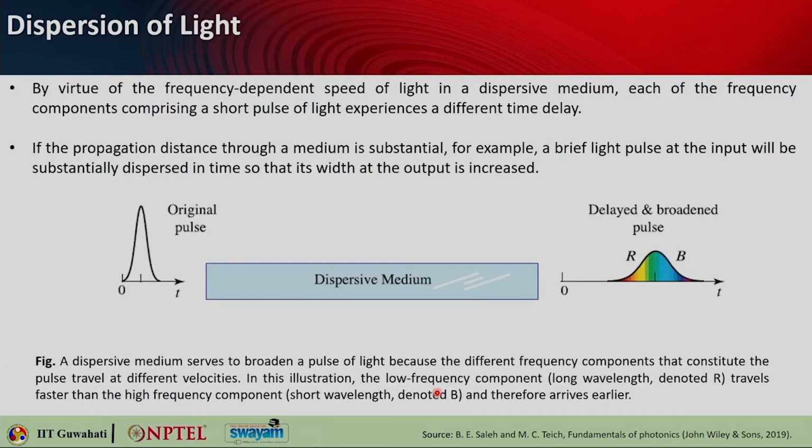Now, by virtue of the frequency dependent speed, or wavelength dependent speed, of light in a dispersive medium, each frequency component comprising a short pulse of light experiences a different time delay. Let us take an example here. Say we have an original pulse like this, and then we insert this pulse in a dispersive media, which can be an optical fiber.